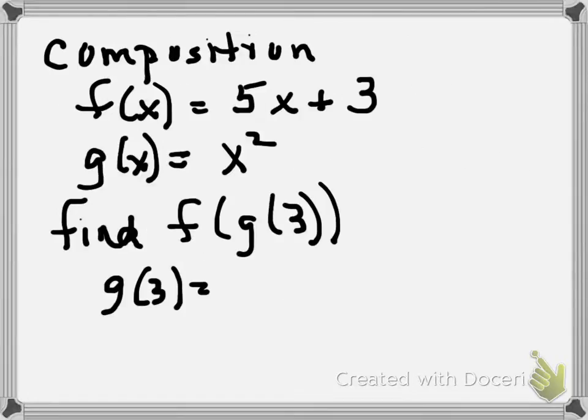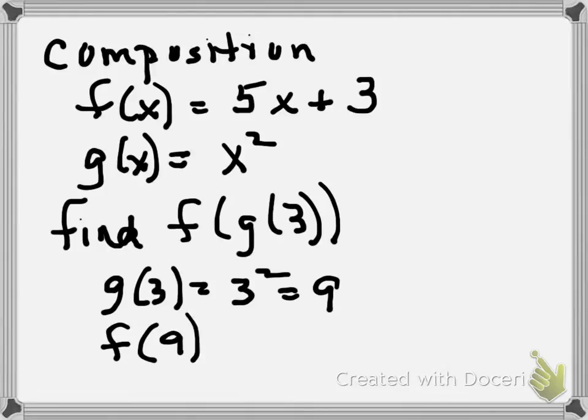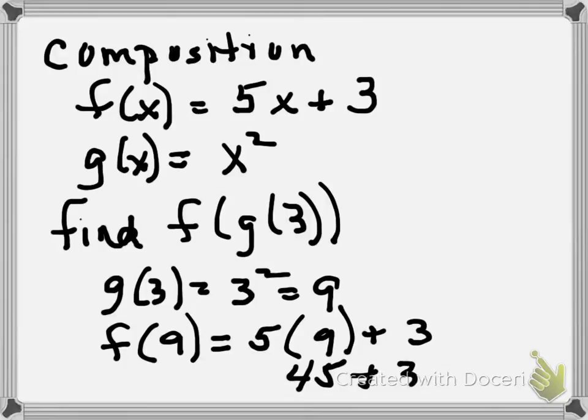Composition. f of x is 5x plus 3. g of x is x squared. So we're finding f of g of 3. That means 3 goes into the g function first, which would be 3 squared, or 9. Then it says put 9 into the f function, which is 5 times 9 plus 3, or 45 plus 3, or 48.